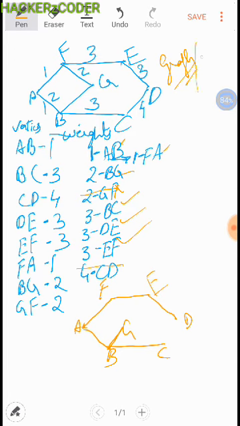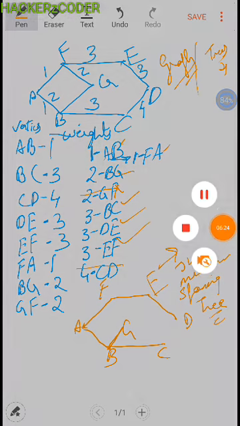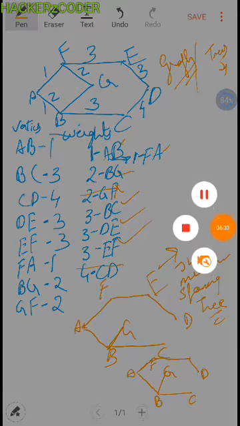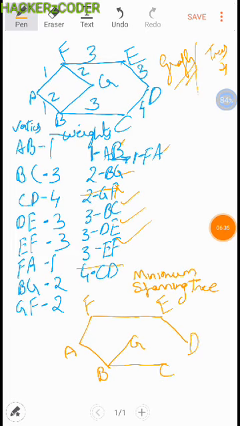Now for this graph or trees, this is the minimum spanning tree. Okay, so we drew a small graph over here. So I just redrew the diagram.